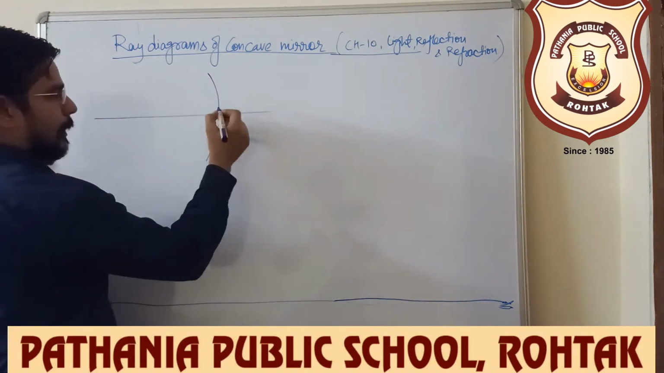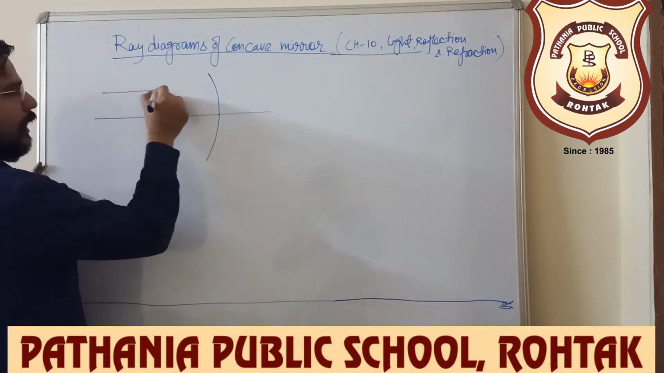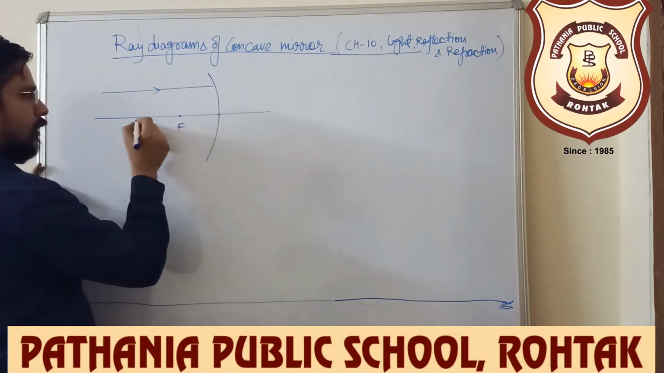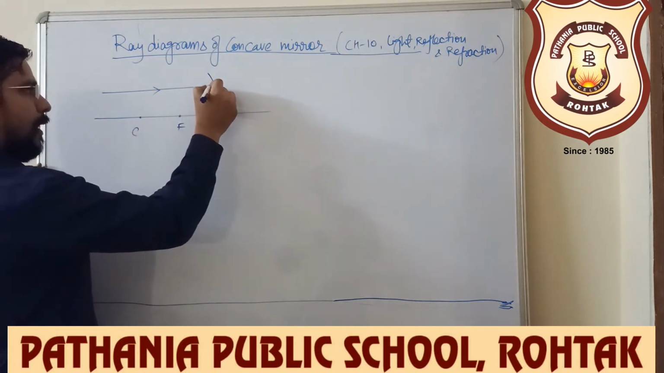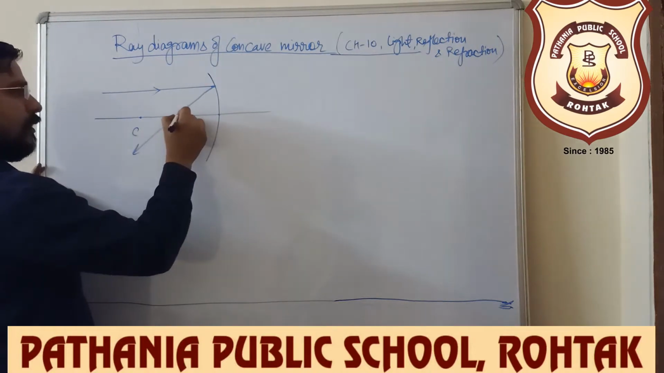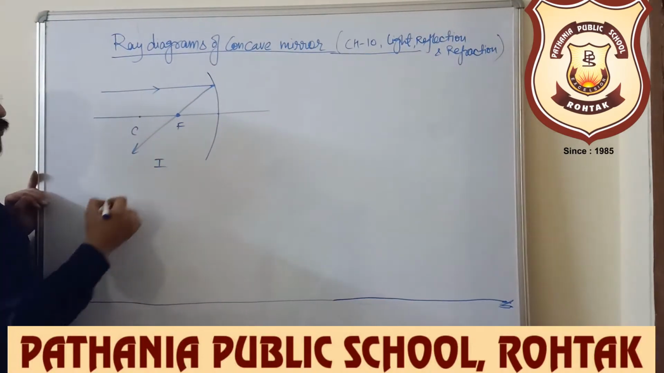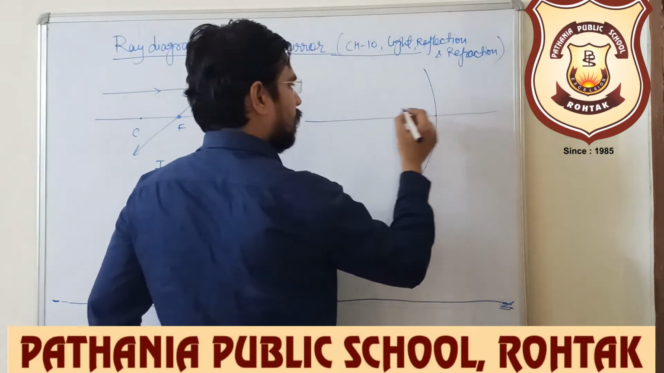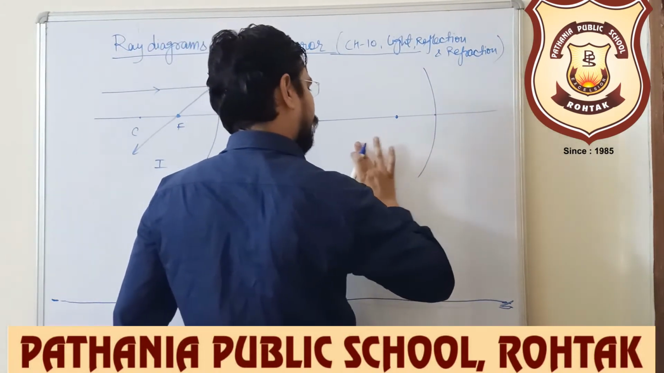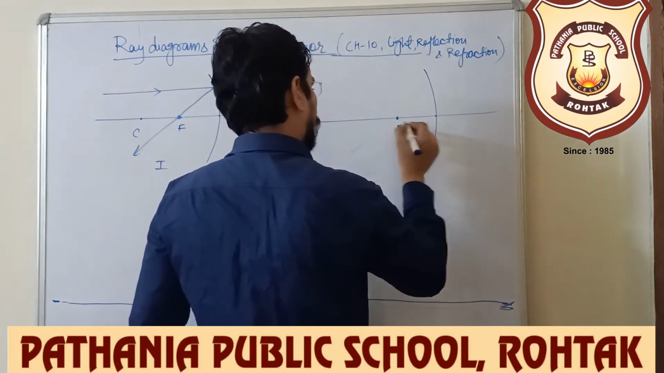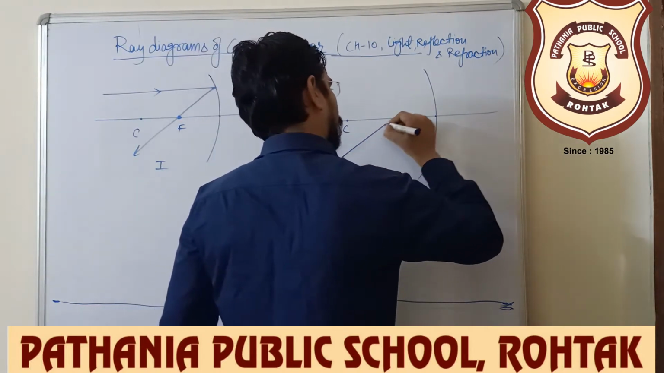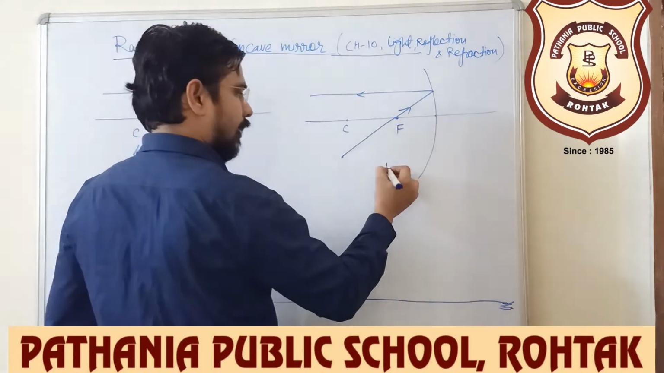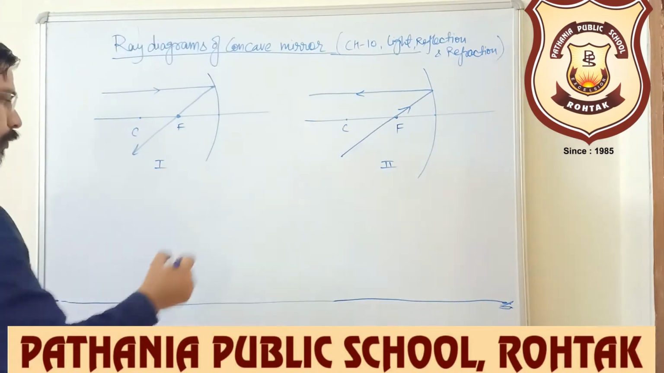The first rule says if a ray of light is coming parallel to principal axis, then it will pass through focus after reflection. This is our first rule. The second rule says that if a ray of light passes through focus, it becomes parallel to principal axis after reflection. That is our second rule.